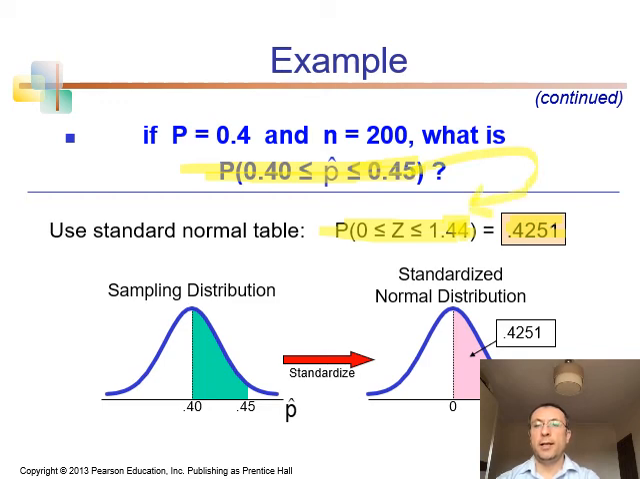So that's actually something that we're going to do in all of our research. We will have a problem and we will try to convert it into some sort of well-known distribution for which we can calculate the probabilities.